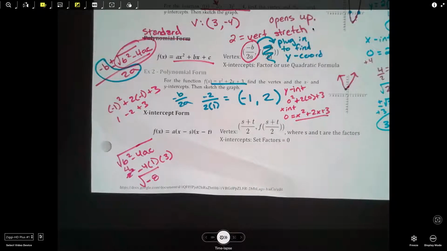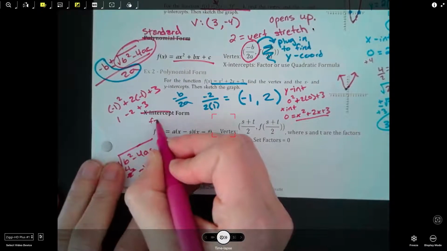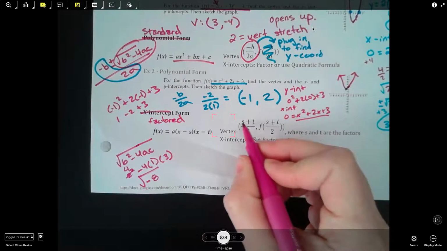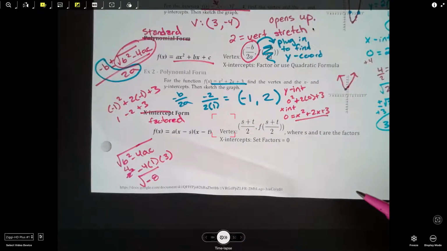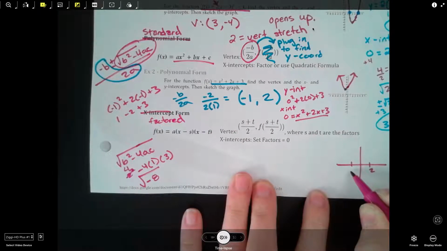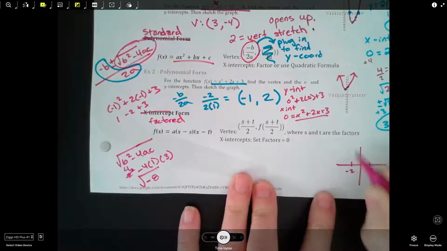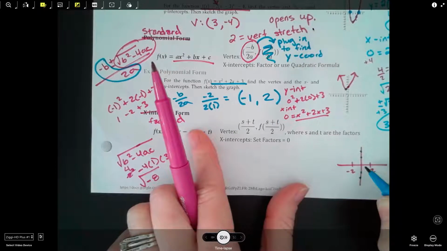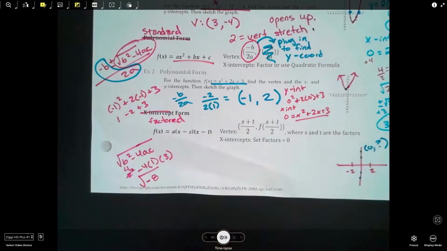Okay, the next one is x-intercept form, which I call factored form. He's already factored down basically, okay? To find the vertex of the factored form, you take the two factors, add them together, and divide by 2. It's like averaging the two factors, or the two zeros. Because if I have a 0 located at 2 and a 0 located at -2, and I'm trying to find the x-coordinate of my vertex, it's going to be 0, because if I average 2 and -2 together, it's going to be 0. It's going to be halfway in between those two.